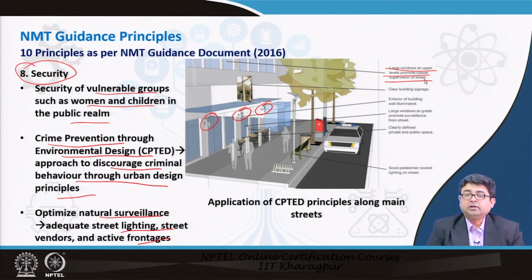Anybody sitting on the second floor can just have a look on the street. That gives a sense of security, right. Clearly defined public and private space, clear building signage. So, all of this gives them a sense of security. So, while you are designing, again safety is one thing, security is another thing. Both of them have to be taken into consideration while developing NMT infrastructure.